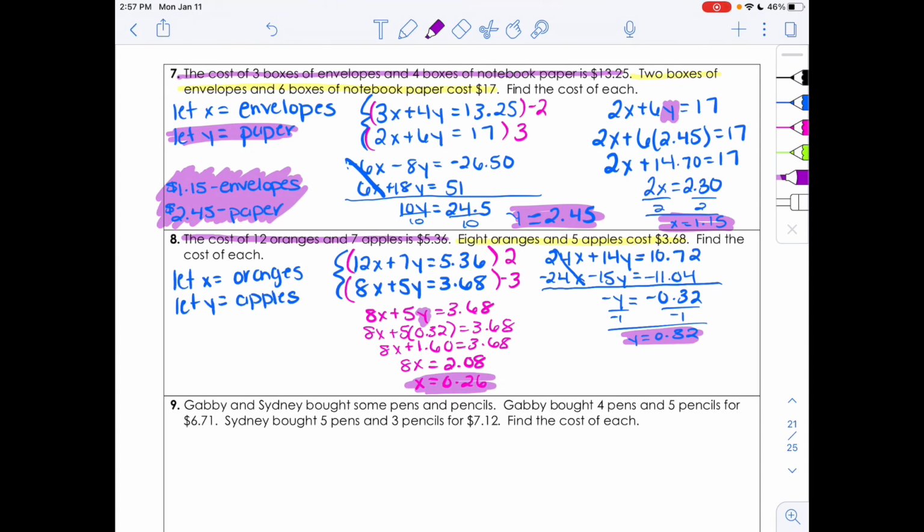Again, just like the previous problem, you have to be specific in your answer. So we can say it was 26 cents for an orange and 32 cents for an apple. Simply saying 32 cents and 26 cents isn't enough.